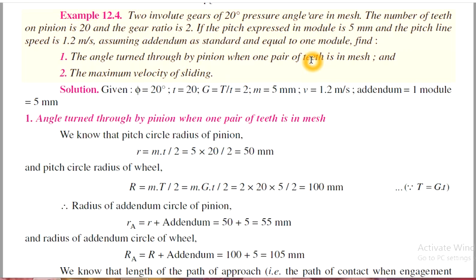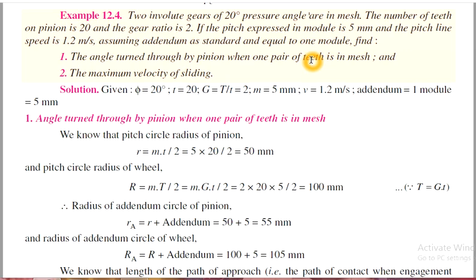Then here it is two involute gears of 20 degrees pressure angle. The number of teeth on the pinion, that is small t, is equal to 20, and the gear ratio is 2. The module of the pitch circle is 5 mm and the pitch line speed is 1.2 meters per second. Assume the addendum as standard and equal to 1 module.